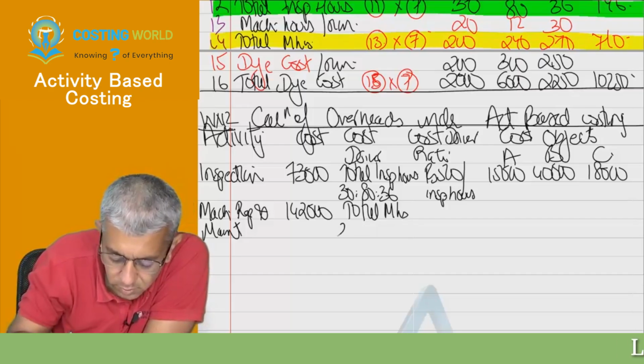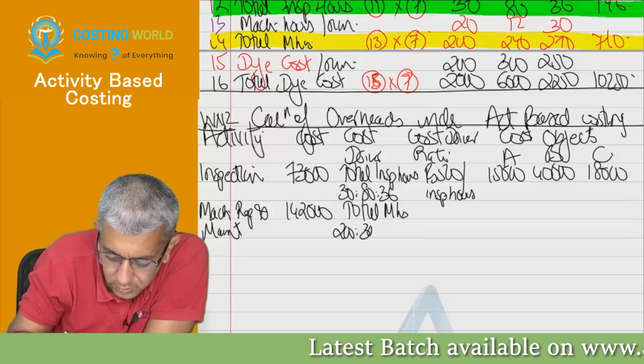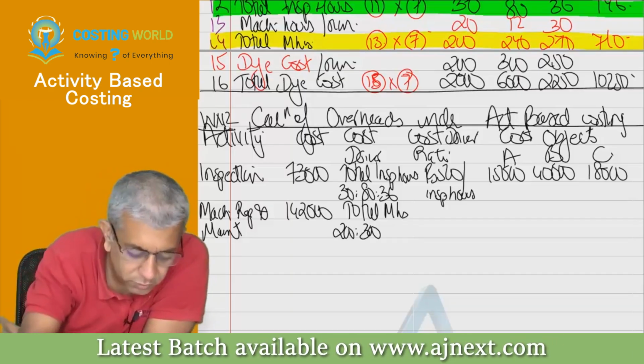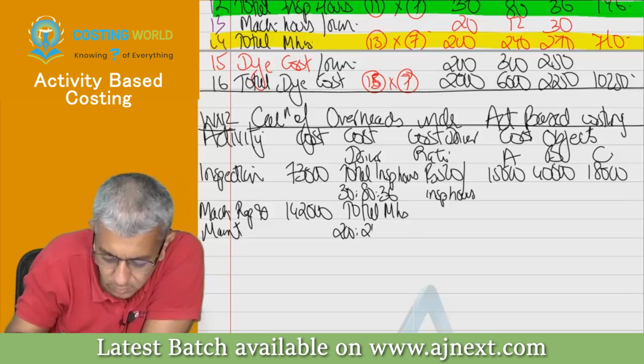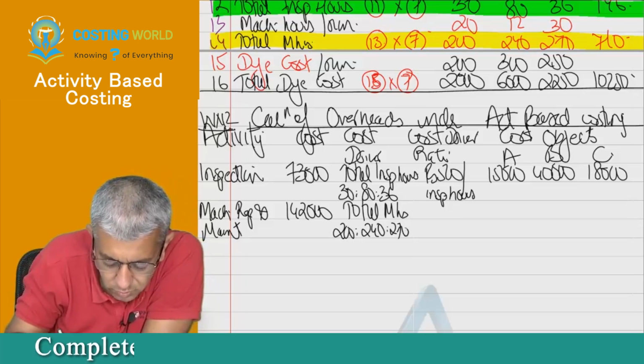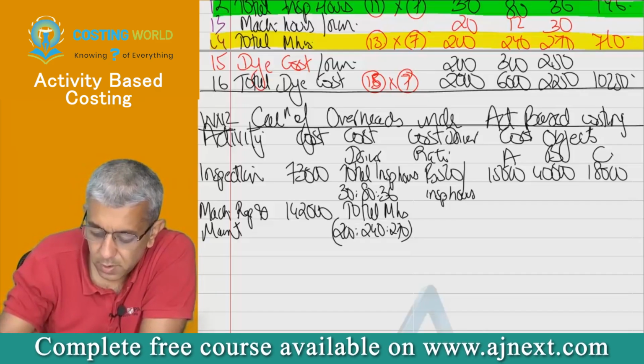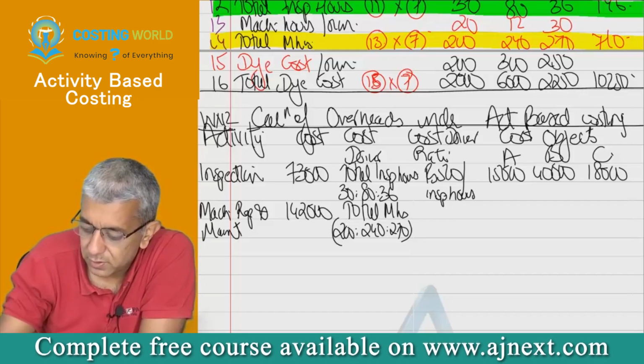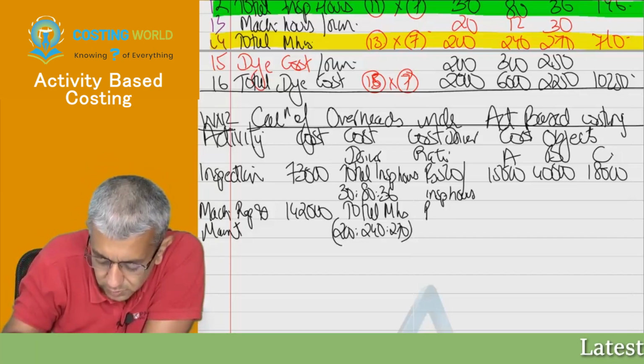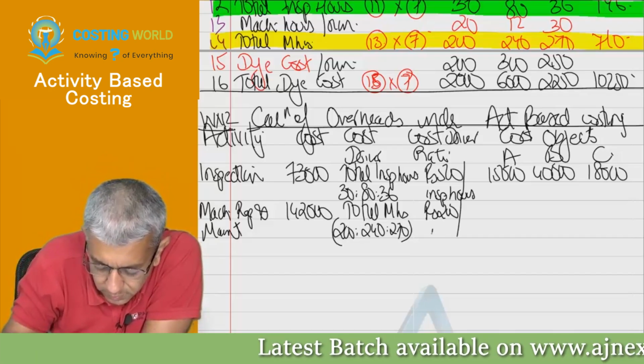So therefore 200, 240, 270. 1,42,000 divided by 710. This is rupees 200 per machine hour.